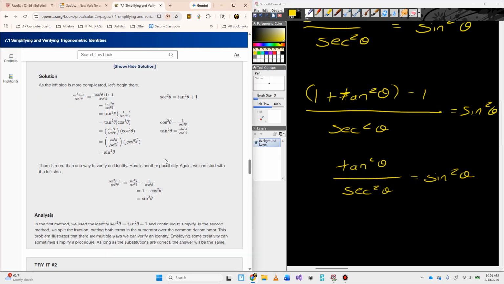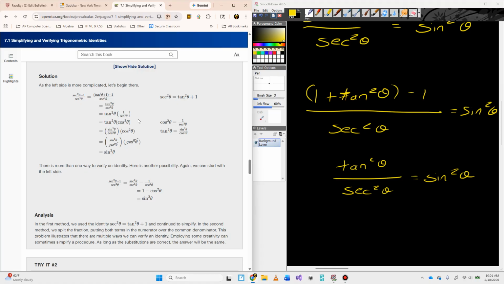And then how do they continue? Well, we will continue by rewriting it as tan squared theta times 1 over secant squared theta, and recognizing that 1 over secant squared theta is cosine squared theta. How do they know that?